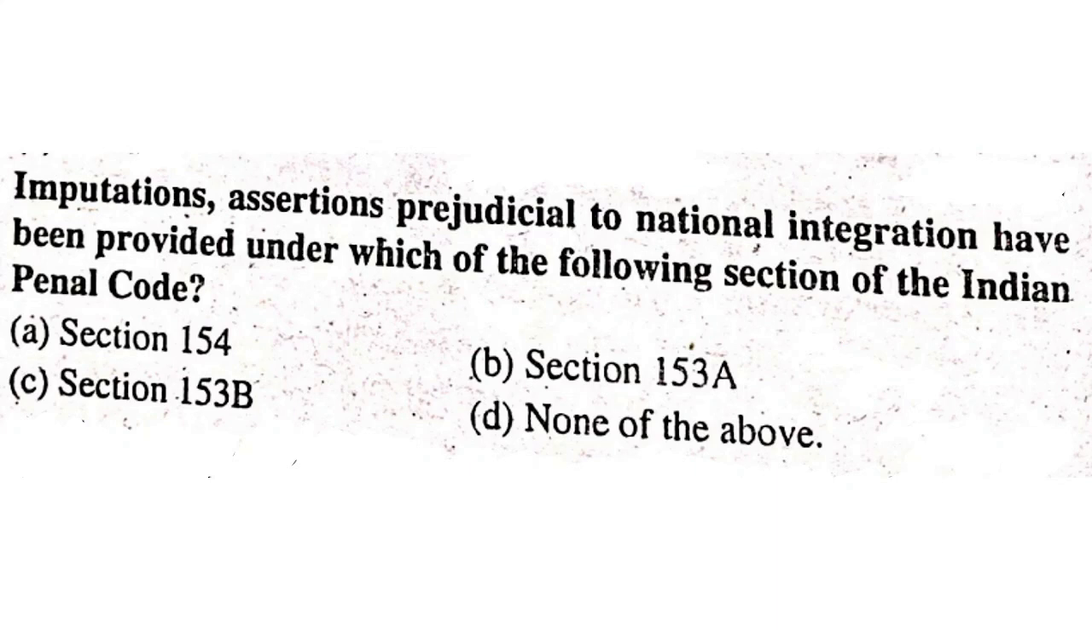Imputations, assertions prejudicial to national integration have been provided under which of the following sections of the Indian Penal Code? Section 154, 153A, 153B, or none of the above? It is section 153B. Imputations, assertions prejudicial to national integration have been provided under section 153B.